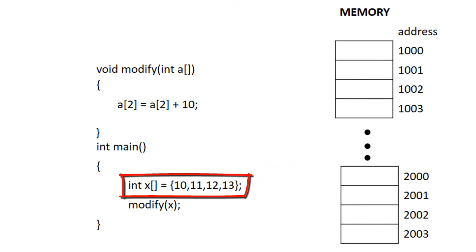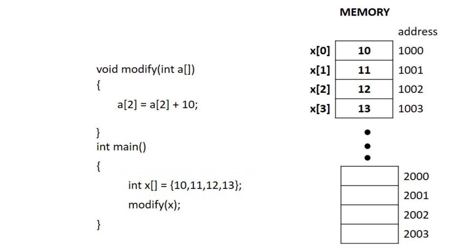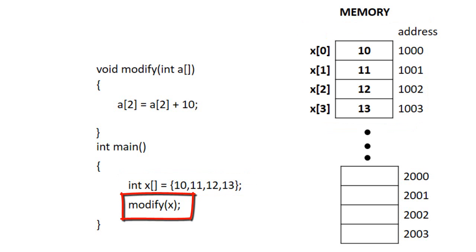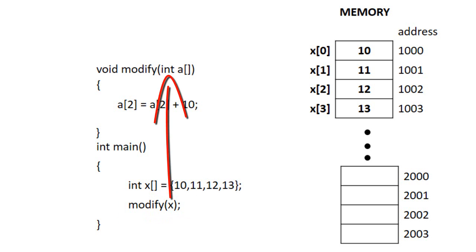First, an array x is declared and initialized to 10, 11, 12, and 13. Suppose the array is stored at memory locations 1000 through 1003. Then, function modify is called. The function is called with an argument x, where x is an array. Array x is passed to parameter a of function modify. What is passed to parameter a is actually the address of the first element, x0 of array x, which is 1000.